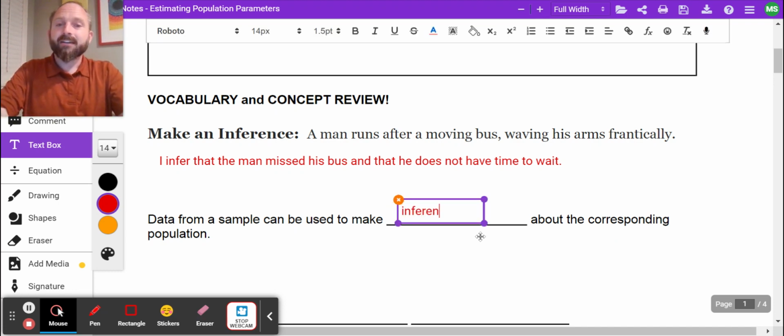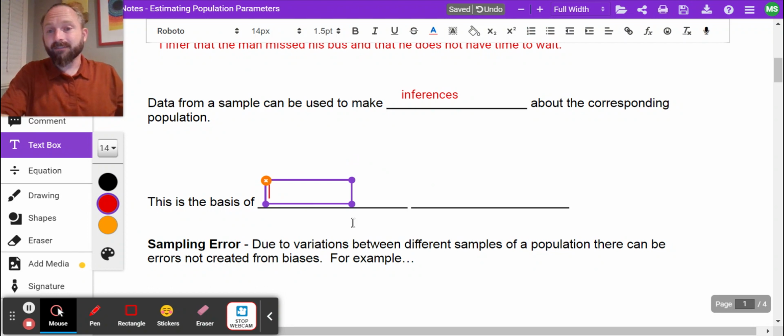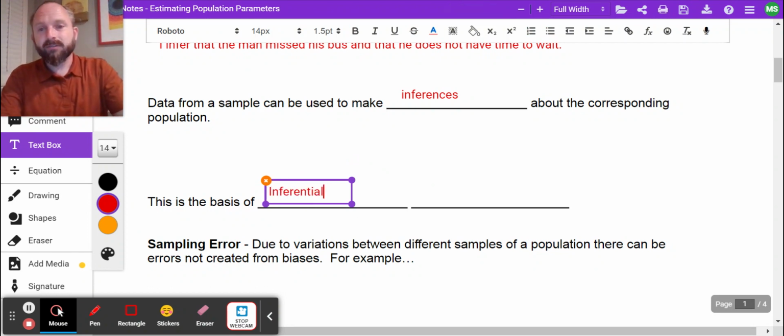So let's write that in. Inferences about the corresponding population. So this is the basis of inferential statistics.